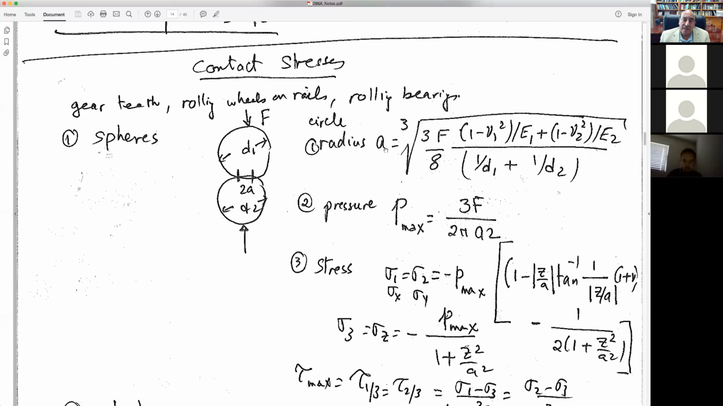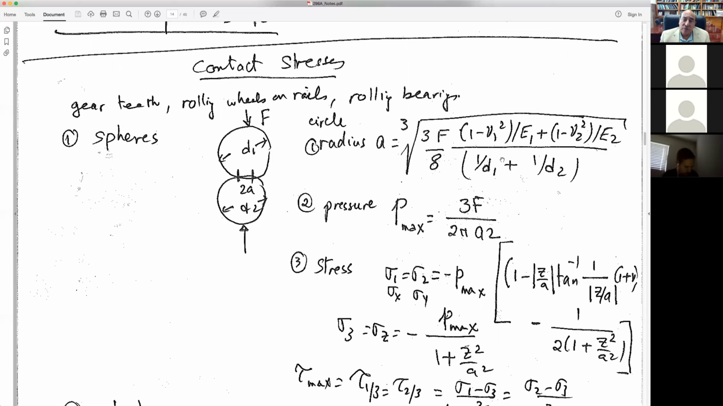This is a Hertzian solution. It's an elasticity solution. It gives you a circle, and the circle radius is the cubic root of this formula here, where F is the force, E1 and E2 are the elastic moduli, and D1 and D2 are the diameters of the balls that are contacting. So we know now the circle radius.